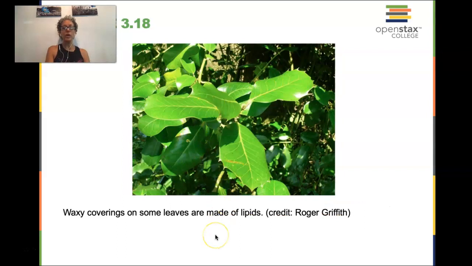Wax is also a type of lipid. If we look at leaves out in nature, if you pour water on them, they don't just absorb the water through osmosis and get all bloated. They've got their cell walls that protect them, but they also have waxes on them. And so waxes are greatly varied in their structure, but they are all extremely hydrophobic.